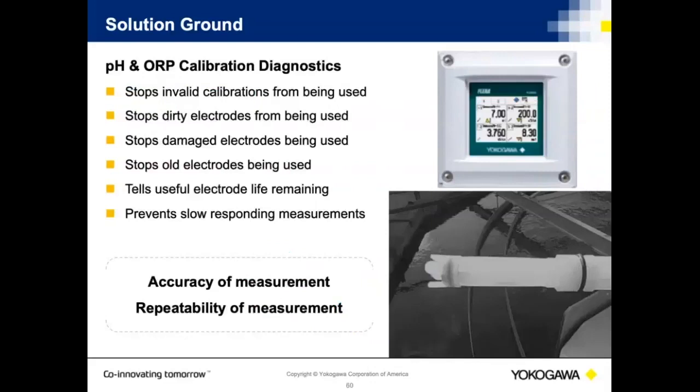pH and ORP calibration diagnostics really help you understand. People will always ask me, well, Tim, how do I know the pH probe is operating correctly? The only way you know that the pH probe is operating is by doing a calibration or a validation check to that pH probe in buffer solutions. That means you need to set up some type of routine basis for cleaning and calibrating.